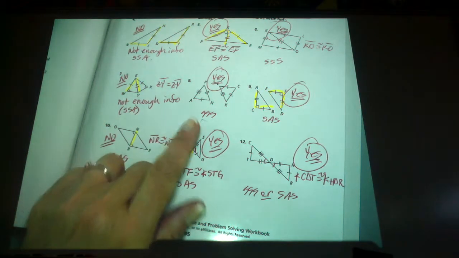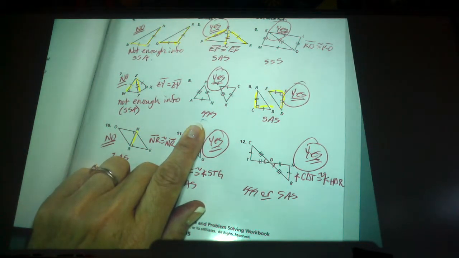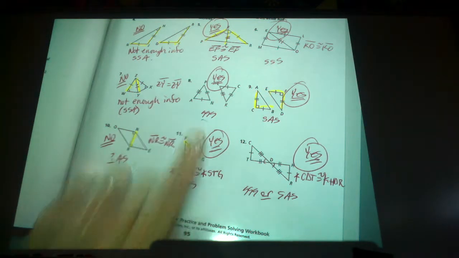Here, they've given you all 3 sides, so you need SSS. So that one's pretty straightforward. Yes?